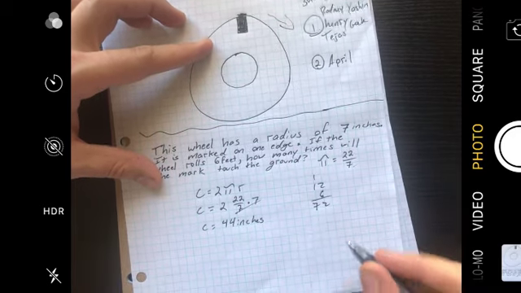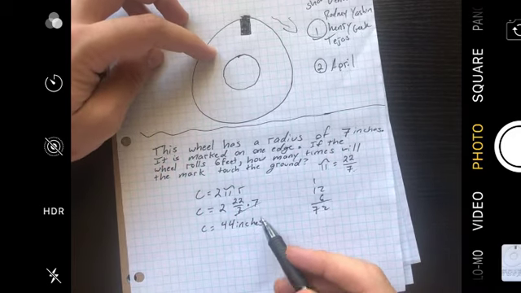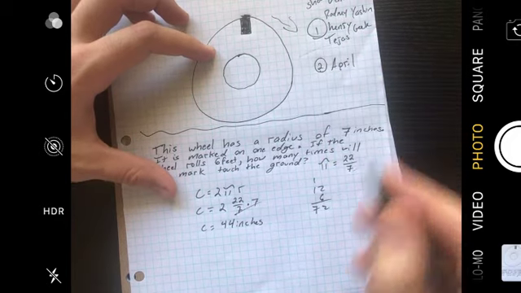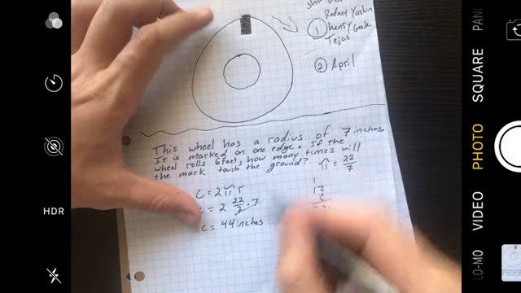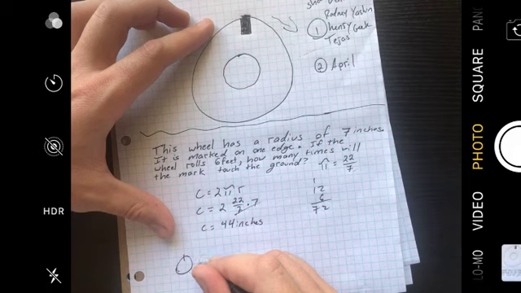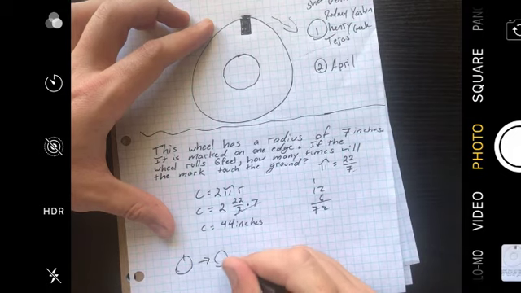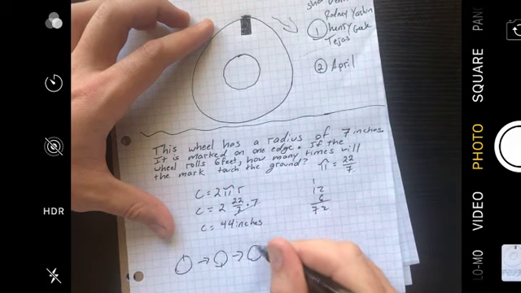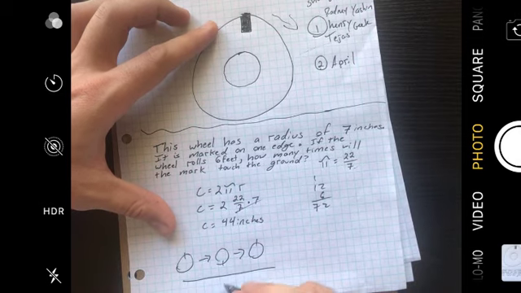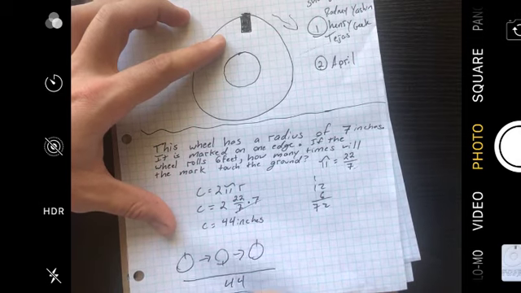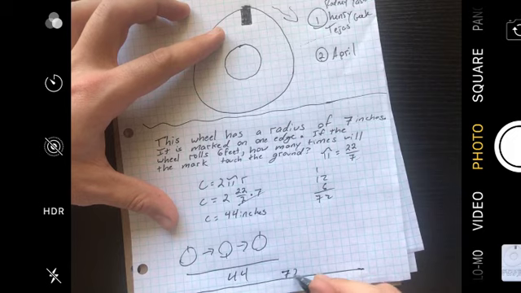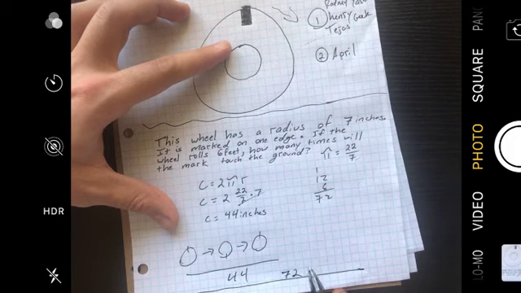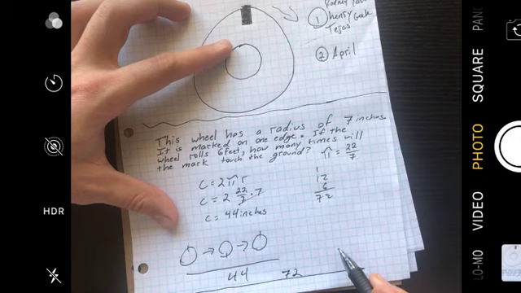72 inches, right? So all you guys saying one are looking really slick right now. After one rotation, where it's like this, and then it rotates like that and gets back to the top, that is going to be 44 inches. And in total, this whole thing's going to travel 72 inches, right?